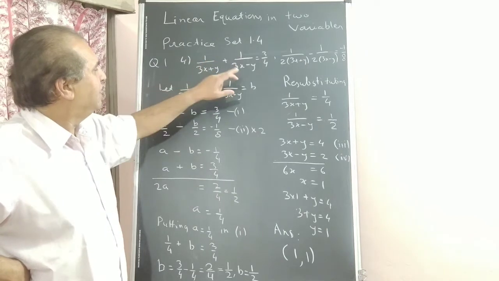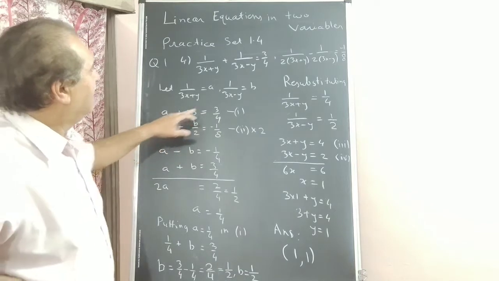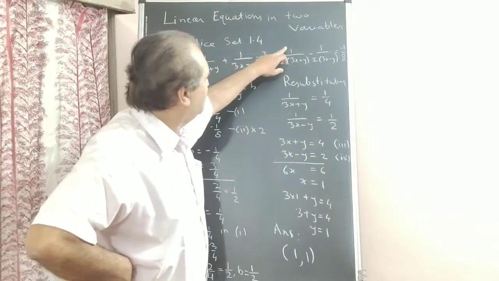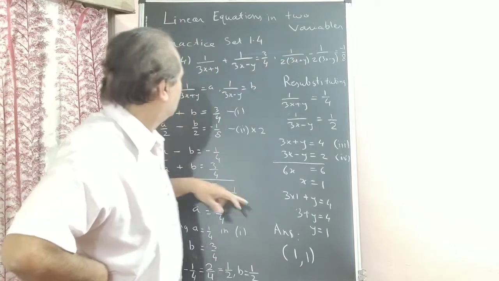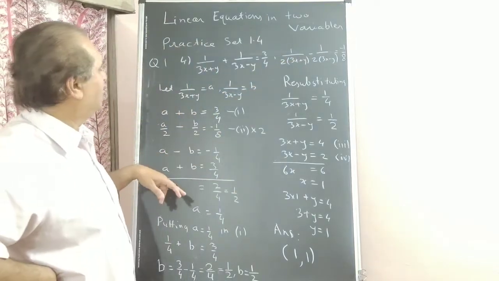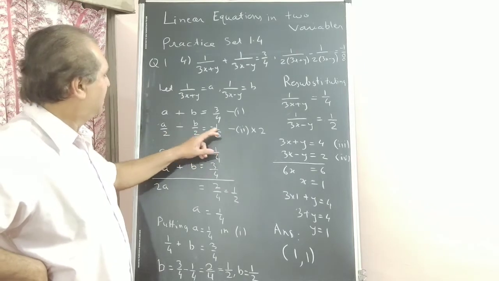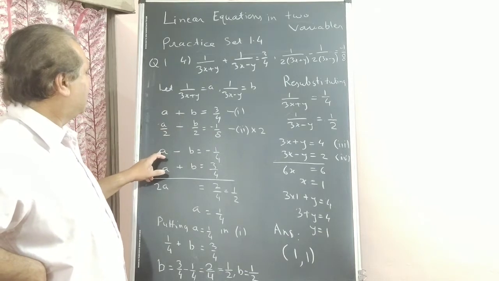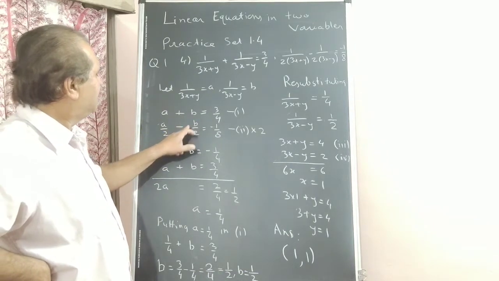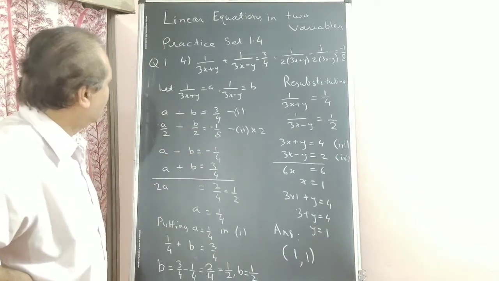A, b. So a plus b equal to 3 by 4. And 1 upon 2 into 1 upon 3x plus y: a upon 2 minus b upon 2 equal to minus 1 upon 8. Okay, this 2 we don't want, so we will multiply this equation by 2. A by 2 into 2 is just a, b by 2 into 2 is just b, minus 1 upon 8 into 2 is minus 1 upon 4.